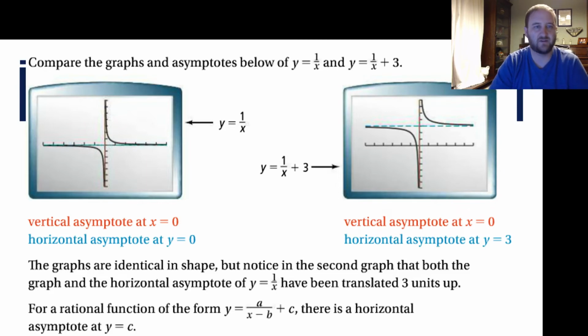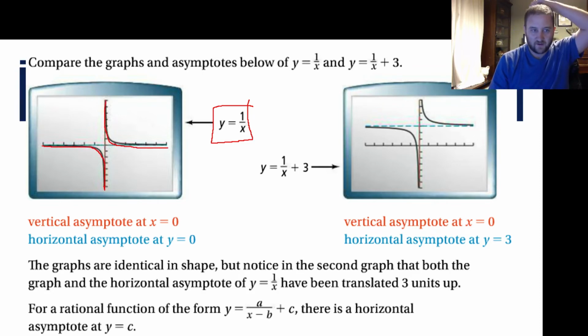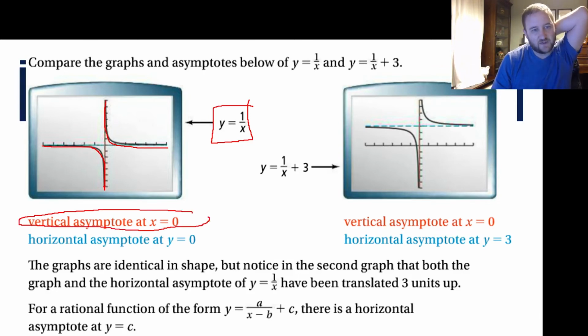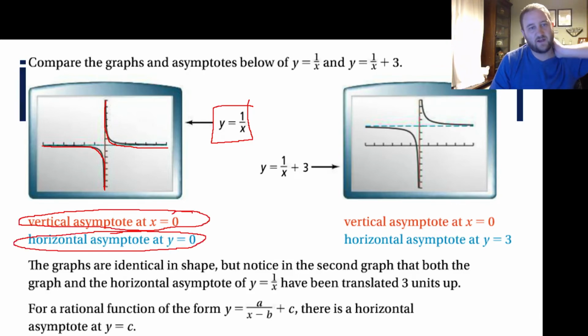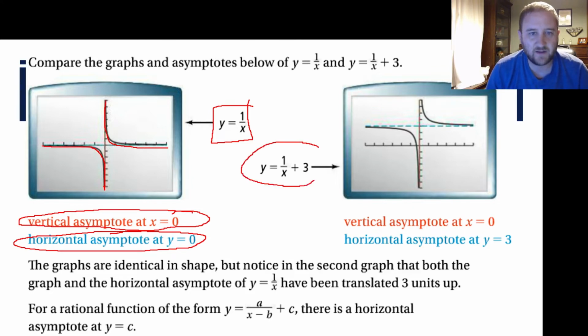Now compare the graphs and asymptotes below. Again, we've got y equals 1 over x. This is kind of like our parent function for these types of rational functions. That gives us this right here, where you have a vertical asymptote at x equals 0 and a horizontal asymptote at y equals 0.